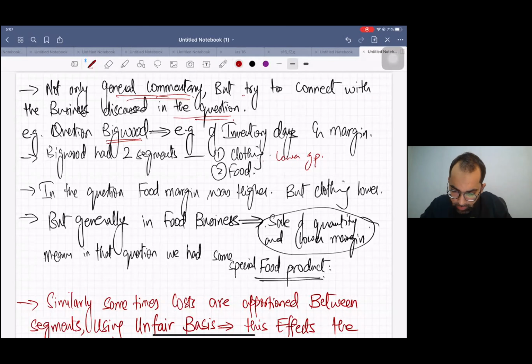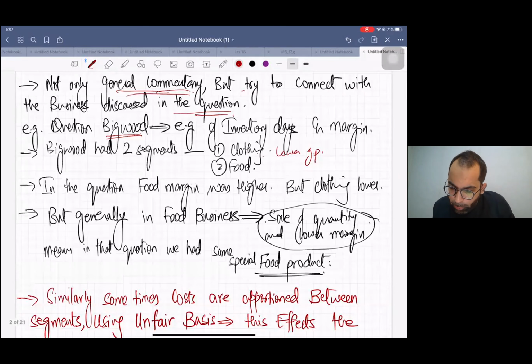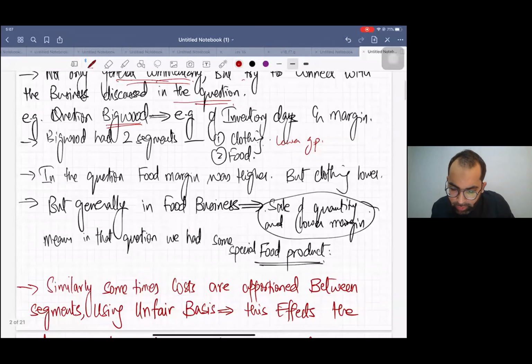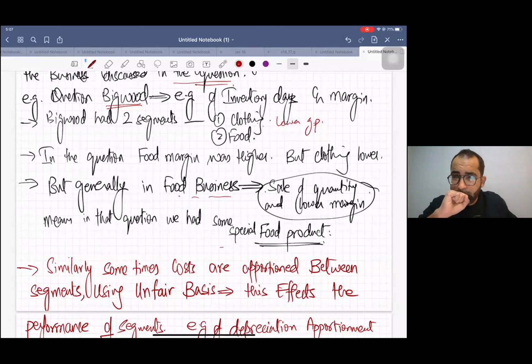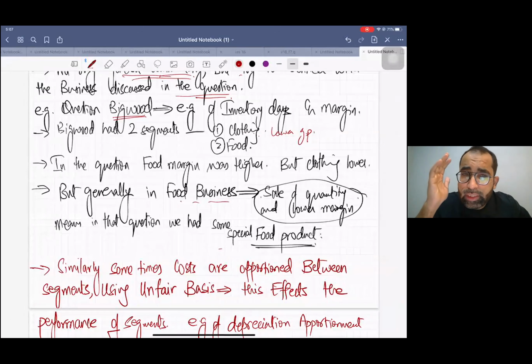Then see, generally in food business, sales of quantity and lower margin means one more thing. With the food business, look at me very carefully. Food is a perishable item. So for food business, normally inventory days should be lower. Inventory days or inventory holding period should be lower because food is a perishable good. Are you getting?